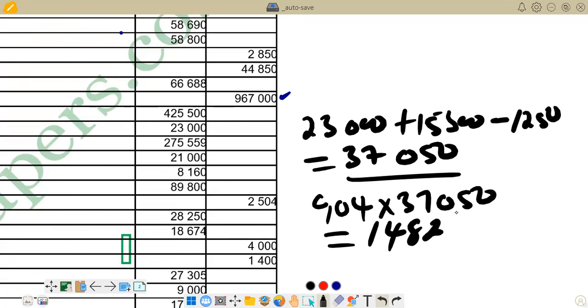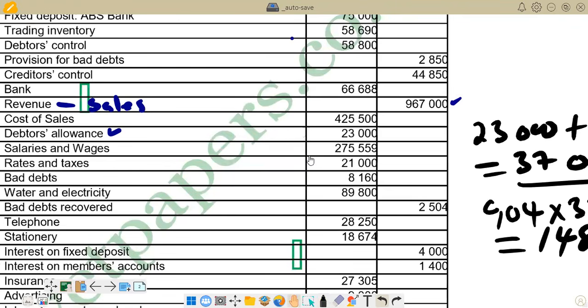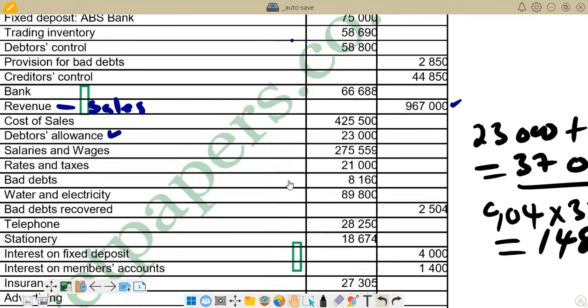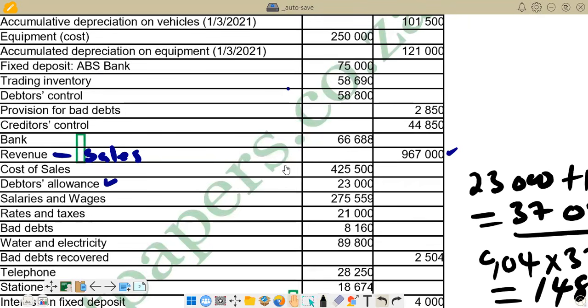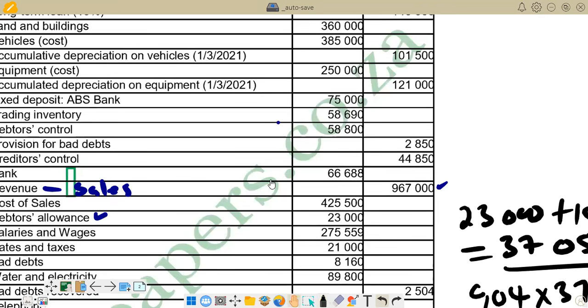Then we compare it with the provision for the previous period. We go to the figures that we are given to see what we have for the provision for the previous period. Let me look for that figure in the list of balances.